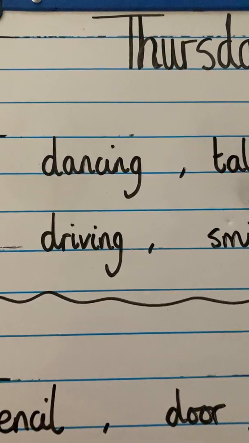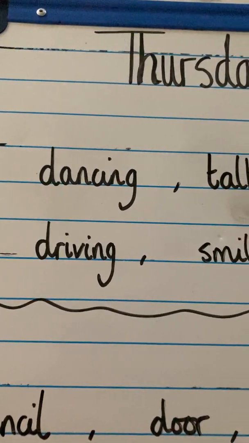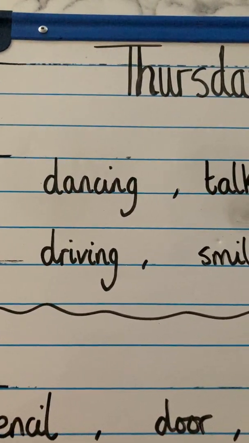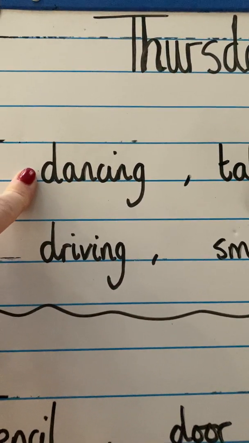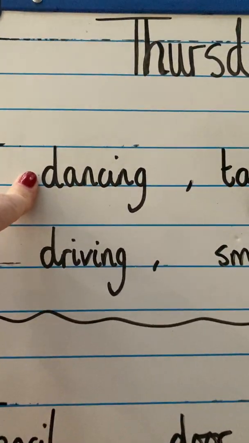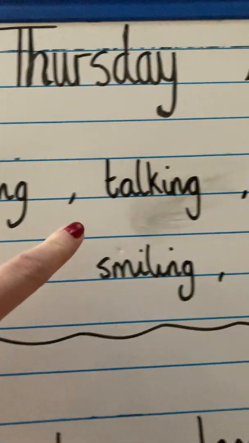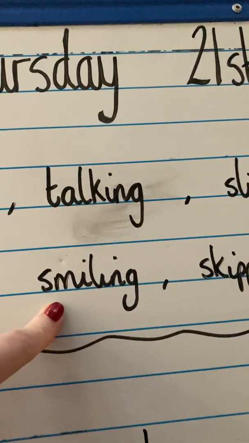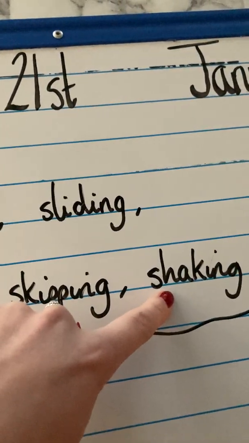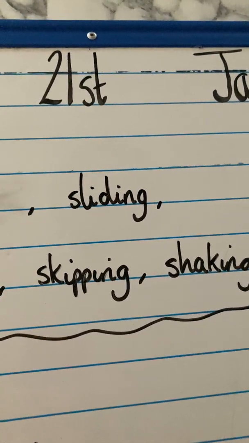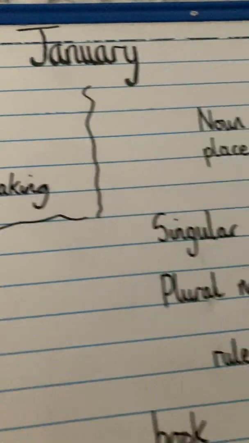Now I know that yesterday in phonics you were looking at some different verbs and seeing what rule you had to follow to add the suffix ing onto the end. So I'm going to read these words to you and you're going to practice spelling them on your piece of paper. So we have got dancing, driving, talking, smiling, sliding, skipping and shaking. So have a go at practicing those spellings, and then we can move on to our new learning for today.